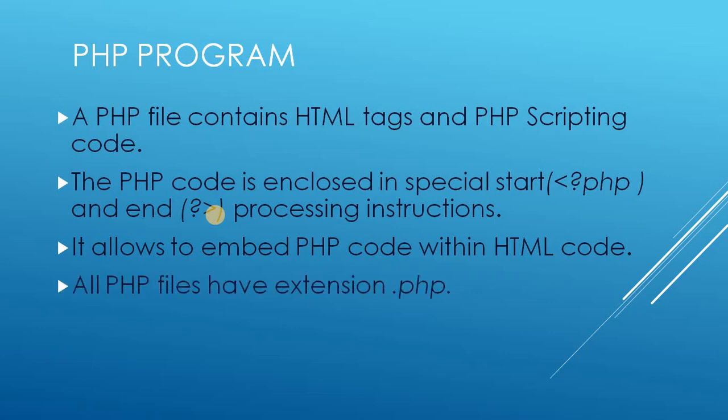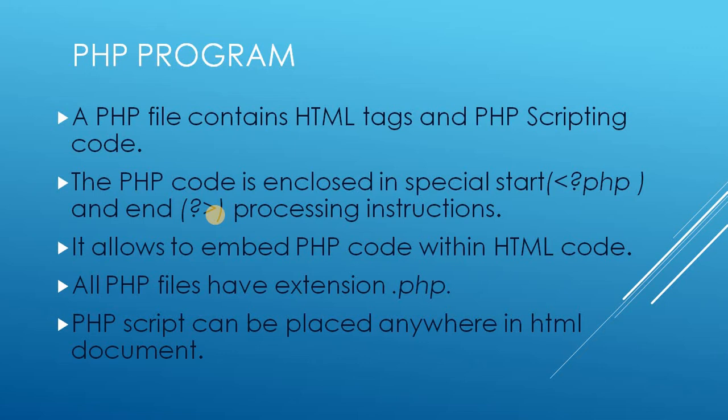All PHP files have extension .php. So while saving the file, you have to write the extension as .php. PHP script can be placed anywhere in an HTML document. In an HTML document, you can write your PHP script at any place wherever you feel is the correct place. You have to start and end it with special processing instructions. So you have to start it with angle bracket question mark PHP and end it with question mark and angle bracket. You can place it anywhere in the HTML document.